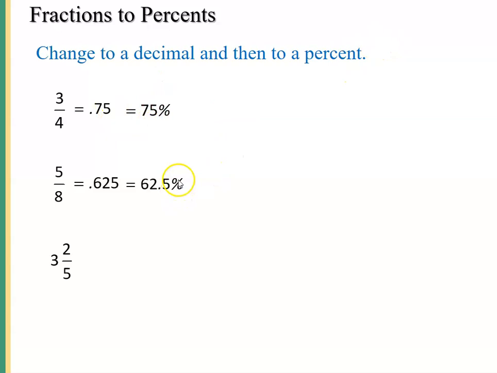Let's say 3 and 2 over 5. You can make this 3.4, and then move the decimal 2 places to the right. So therefore you will have 340%.